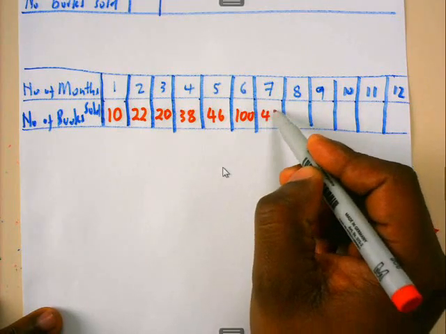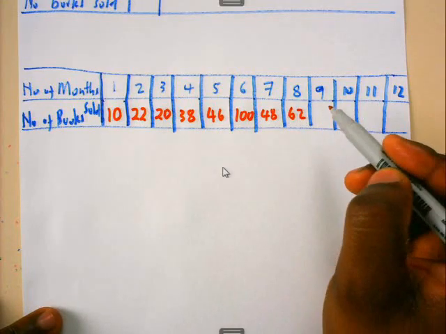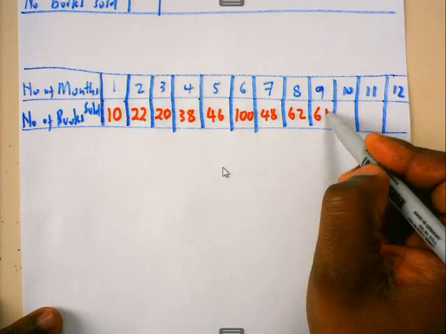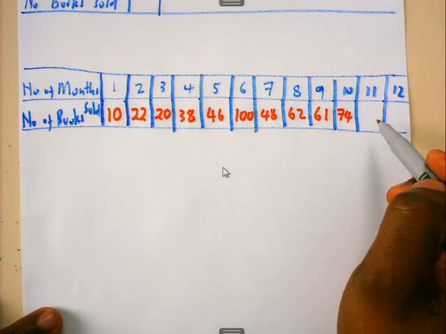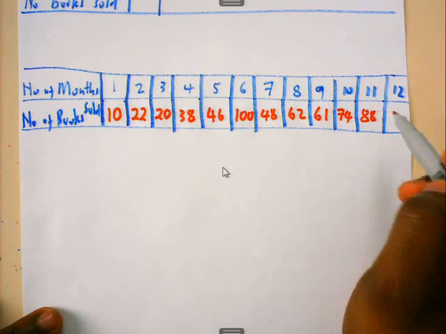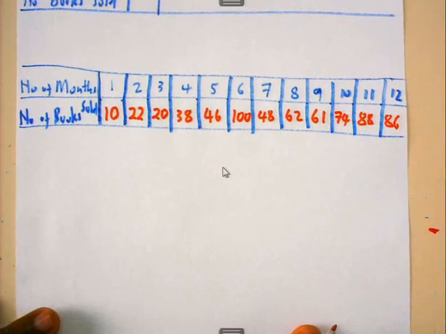On the seventh month, 48 books, 62 books on the 8th month, 61 books on the 9th month, 74 books on the 10th month, 88 books the 11th month, and 86 books on the 12th month.